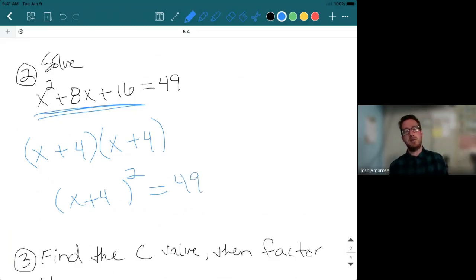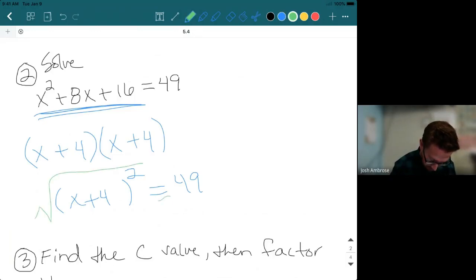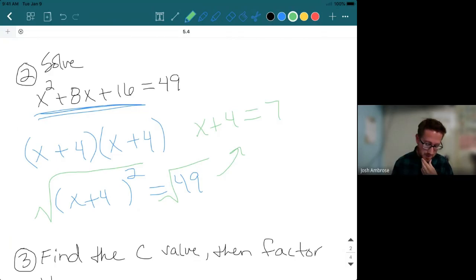Now again, how do you get rid of a square? The opposite is to take the square root. And you can take the square root of that whole thing because that entire set of parentheses is squared. So now, let's go up here. It's going to give us x plus 4 equals the square root of 49, 7. But you have to make sure that you are representing both types of 7. So you're going to have x plus 4 equals 7. You're also going to have x plus 4 equals negative 7. Don't forget it's plus or minus.